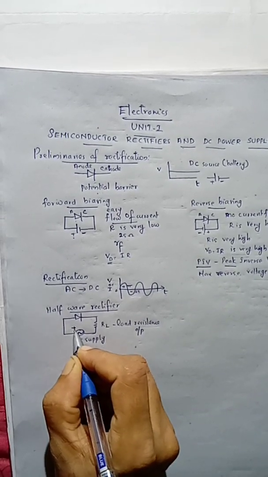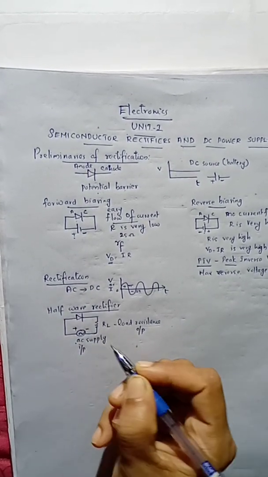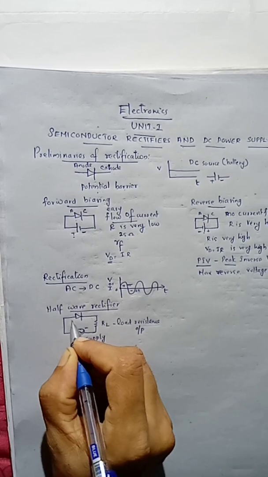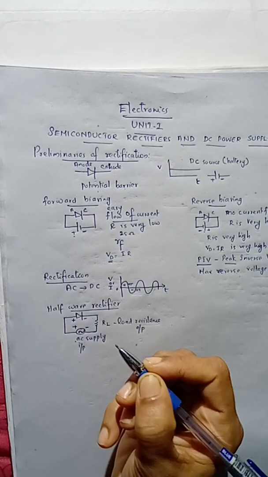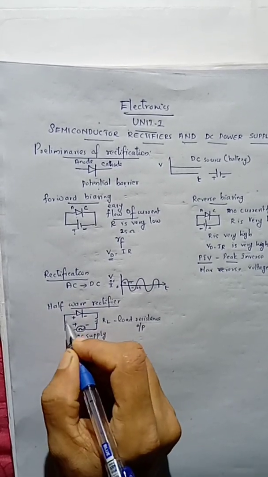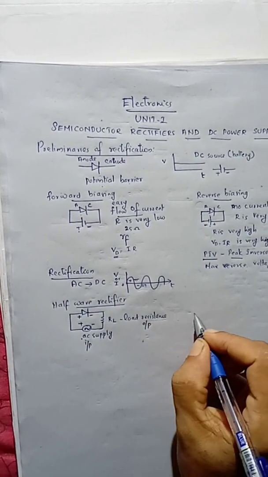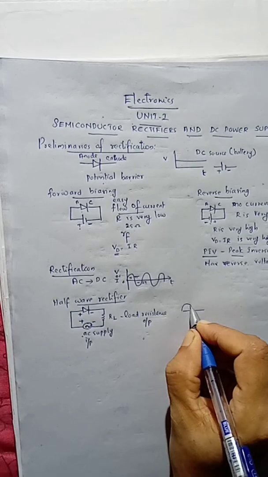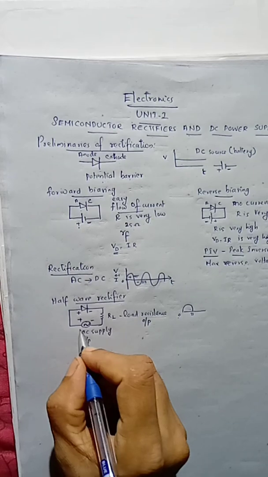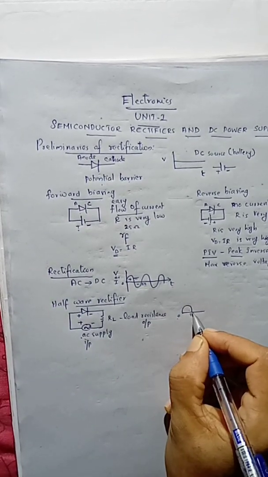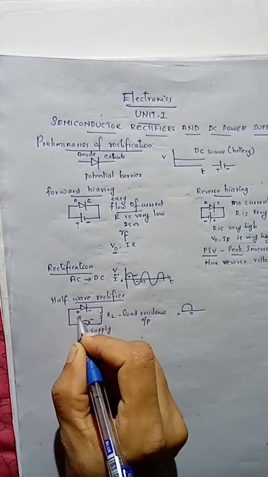Suppose at this terminal the polarity is positive, so this end will be negative, and at the diode we will get positive voltage. At the anode part we will get the positive voltage, and at the cathode part we will get the negative voltage. So during this time, the diode conducts, and the output we can represent like this. From 0 to pi region, it will be like this. It will conduct easily.